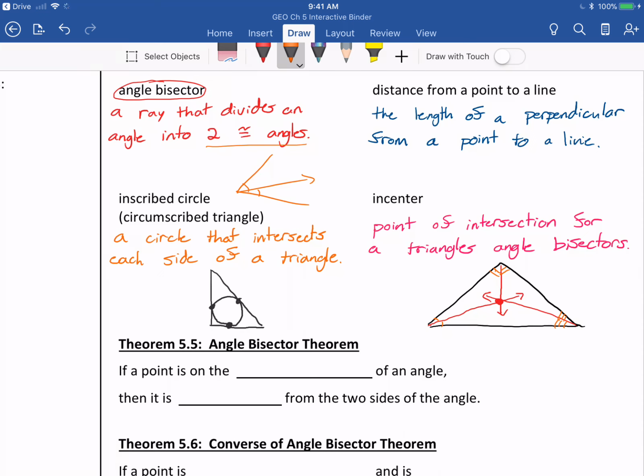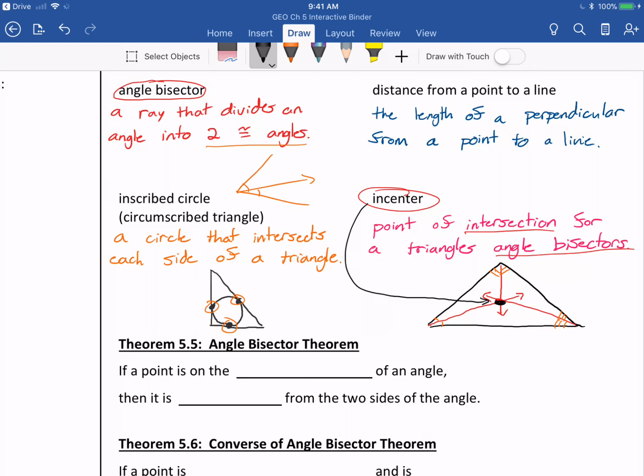An inscribed circle is a circle that intersects each side of the triangle. So it hits here, and it hits here. It intersects that triangle at some point. The incenter is a big vocabulary word today. It is the point of intersection of a triangle's angle bisectors. So if I look here, I have my three bisectors, and they all intersect at this point right here, so this is my incenter, that point of intersection of all those guys.